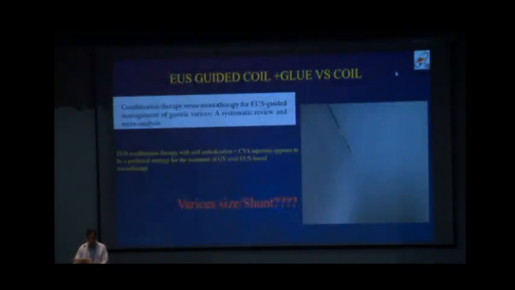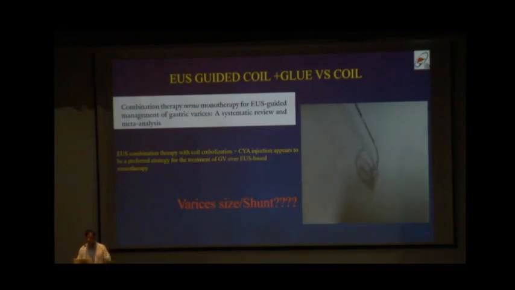The next important question that I was proposing was EUS guided coil, or glue with coil. There has been a systemic review which has seen whether you use just glue with EUS or coil with EUS, and they have suggested that a combination therapy could be used for coil embolization as well as glue injection. However, the size of the varix is very important. This is still an expert opinion of various experts that says that if the size is less than 5 mm, you just go ahead and place glue, whereas if the size is larger, you go ahead and place a coil.